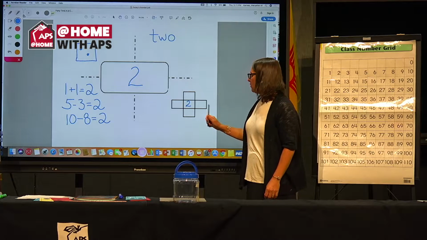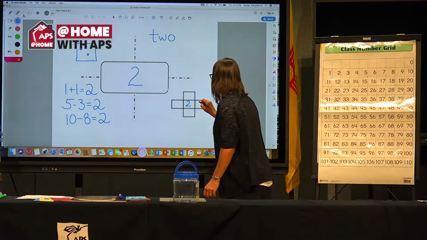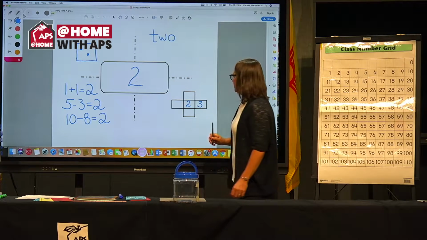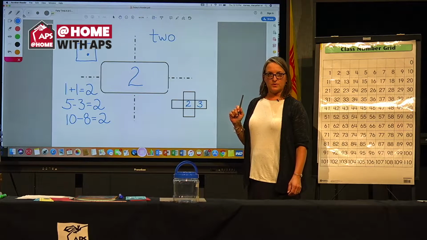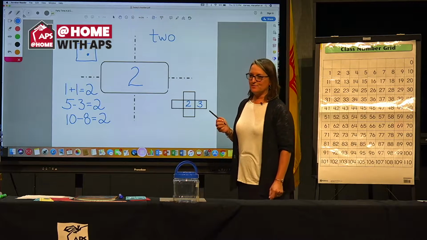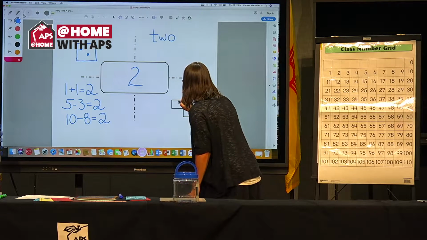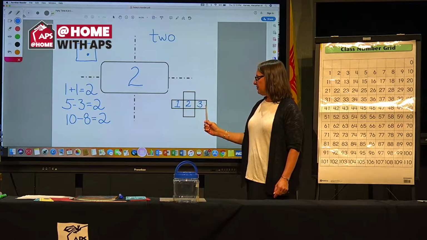But let's think about what comes right after 2. What's the very next number? It's 3. That's right. And what number comes right before 2 when we're counting? What's the number you say right before? That's right. It's 1. So we have 1, 2, 3.